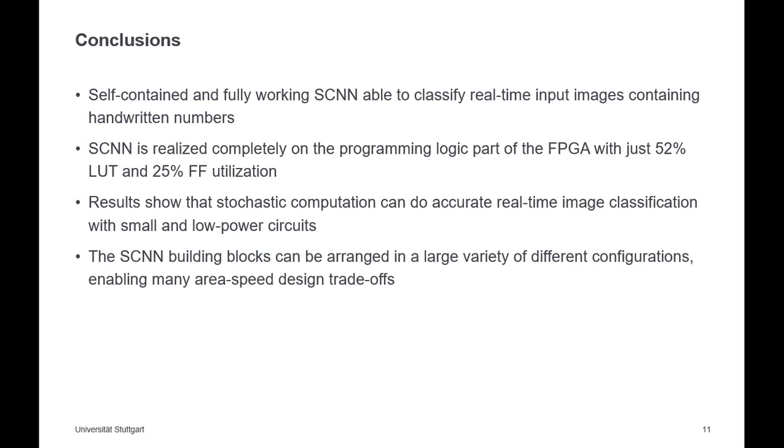The previously explained stochastic convolution neural network building blocks can be arranged in a large variety of different configurations, thereby enabling many pre-designed trade-offs.